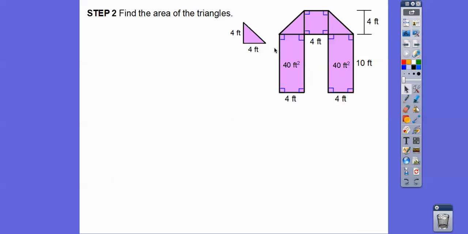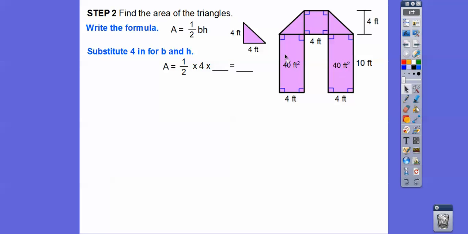The next thing we're going to do is find the area of this triangle right here. So triangle formula, 1/2 base times height. Okay, so the base is 4 and the height is also 4, so 4 times 4, and then half of that. 4 times 4 is 16. Half of that is 8. You could also do half of this 4 right here is 2, and then 2 times 4 gives us 8 also. Okay, so that's one of them. So we have to find both of them, so we're going to multiply 2 times 8, which gives us 16. So we have 80 for the two rectangles, we have 16 for the two triangles.